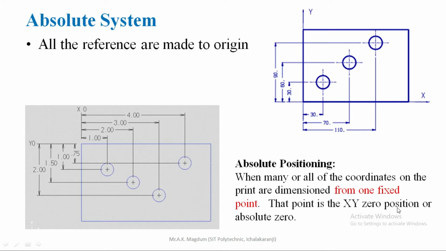That point is the XY 0 position, or the absolute 0, which is nothing but the origin point. So what is the basic difference? In the incremental dimensioning system, all dimensions are linked with the previous one, and in absolute all dimensions are given from the origin. That is the basic difference between the absolute and incremental dimensioning systems.